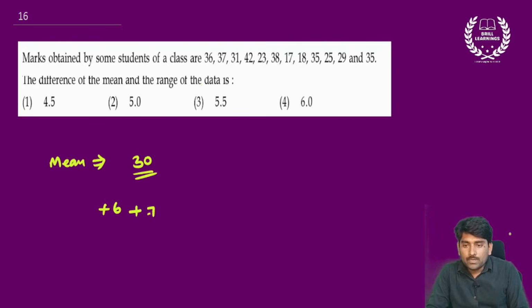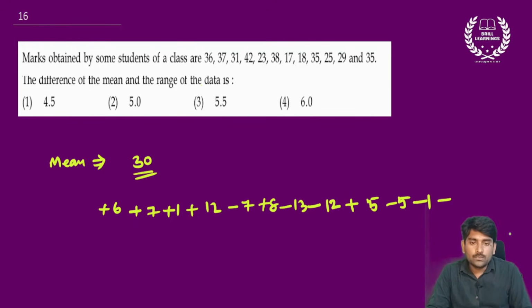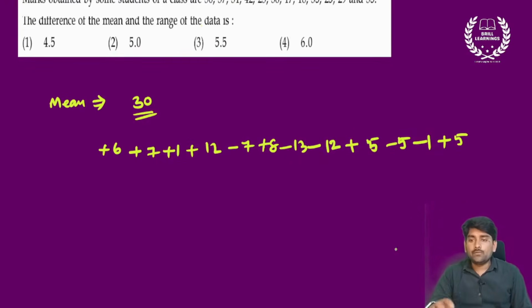So second one is plus 7, third one is plus 1, fourth one is plus 12, next one is minus 7, next one is plus 8, next one is minus 13, second one is minus 12, plus 5, minus 5, minus 1, plus 5. Okay. So with respect to 30, I have noted down all deviations.